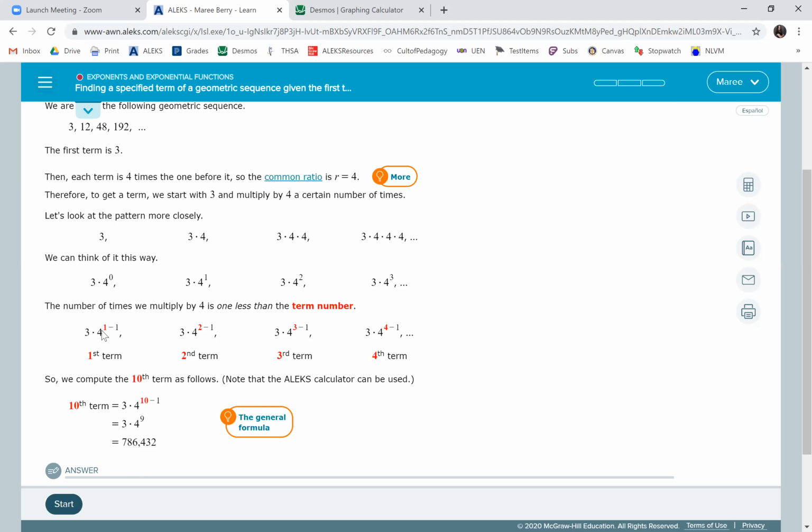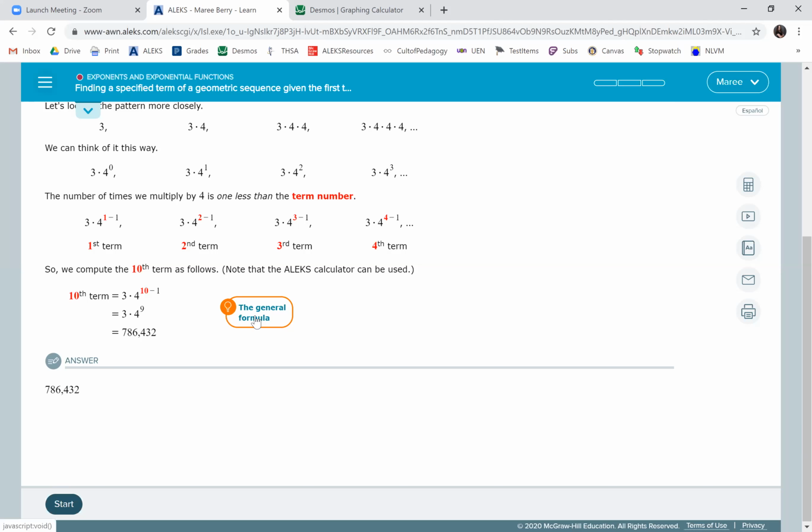Then we can look at the term number. So this is the first term. To get the exponent of 0, we do 1 minus 1. This is the second term. To get the exponent of 1, you can do 2 minus 1. And then to get the exponent of 2, you could do 3 minus 1. So these in red is actually which term it is, the first, second, third, fourth.